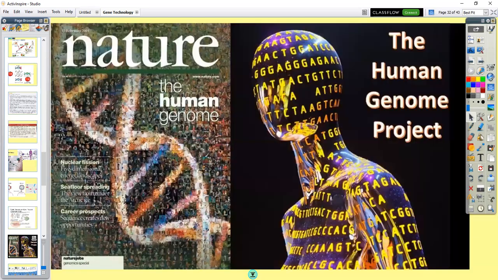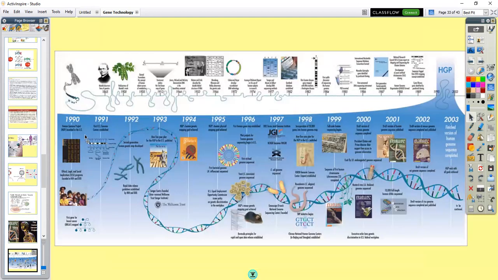Okay. Then we go on and look at the Human Genome Project. So the Human Genome Project is a project that was set up, as you can see here, back in early 1990. Okay, a lot of DNA research was done before that. The Human Genome Project was to try and map out all of the genes within a human. Okay, it was completed in 2003.